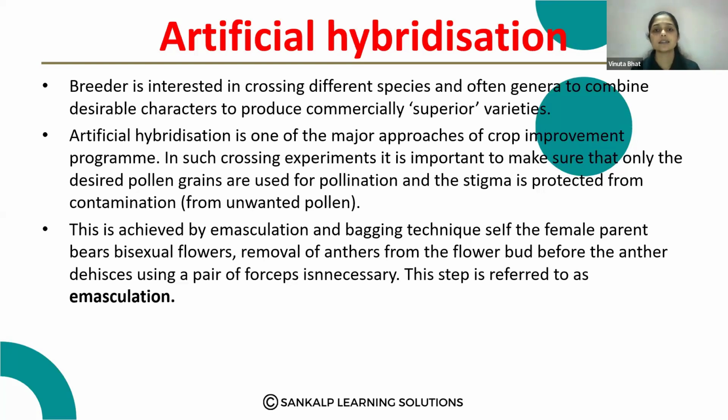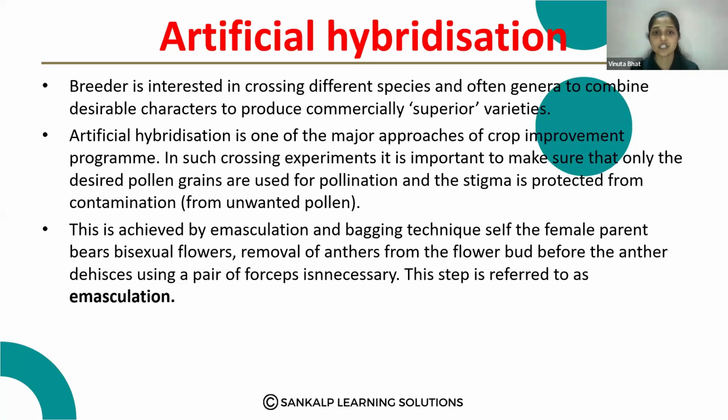Hybridization means obtaining the desired characters by transferring the pollen grains to the stigma of the flower. In artificial hybridization, we get the desirable characters. Here the breeders are interested in crossing different species and often genera to combine the desirable characters to produce superior varieties. So hybridization is the transfer of the pollen grains to the stigma of a different plant, right?